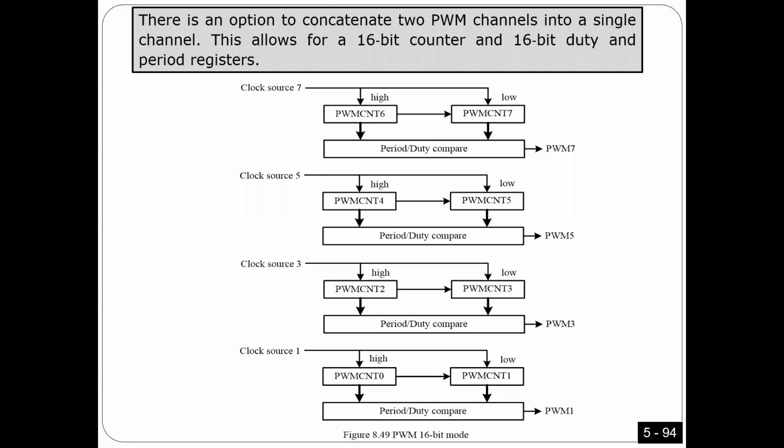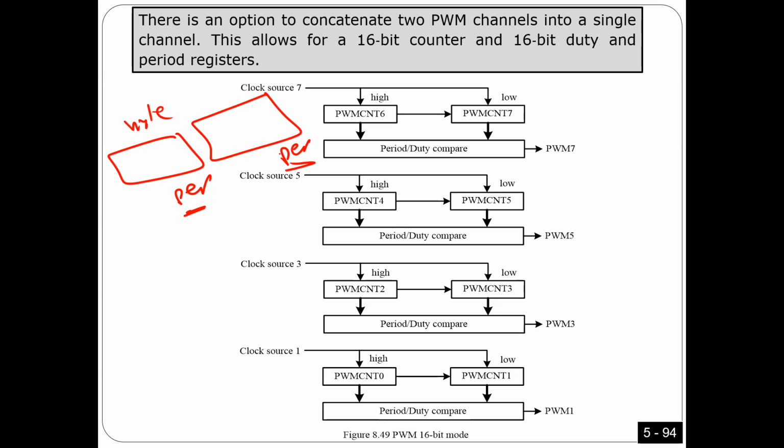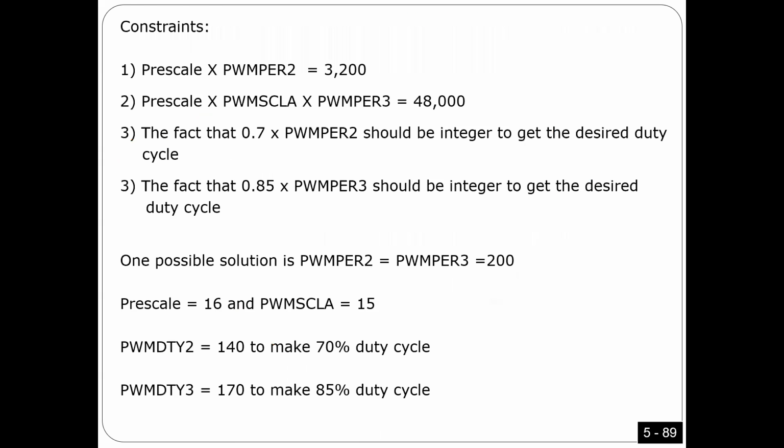So what's the benefit you will have when you concatenate? I'm going to tell you. I have a register for period for one channel, which is a byte. I'm going to have another register, which is a byte for the other channel. So now I'm going to have a word. This word, I can divide by this word so that I can get lower frequency.